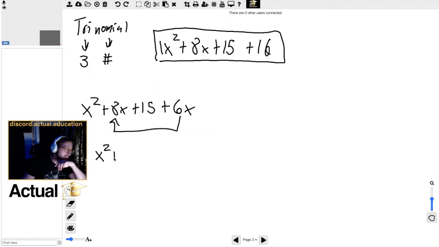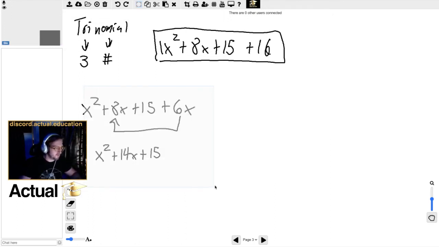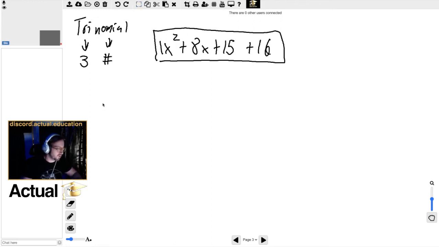Alright, let's try something else. Let's say I have 3x squared plus 2x minus 6 minus 2x squared. How would I simplify this one right here?